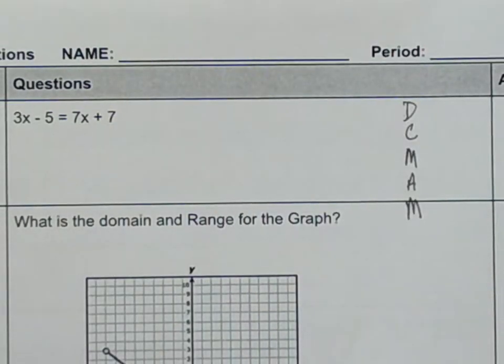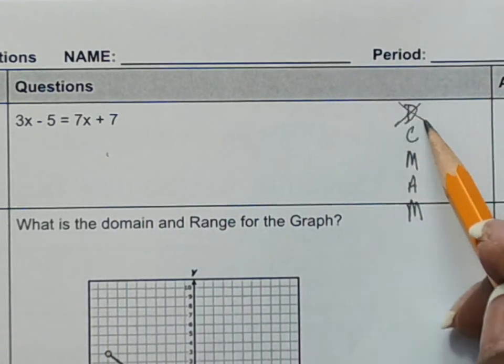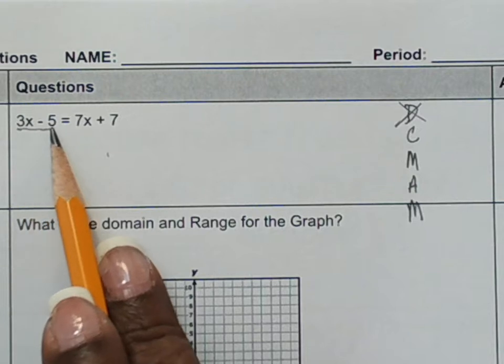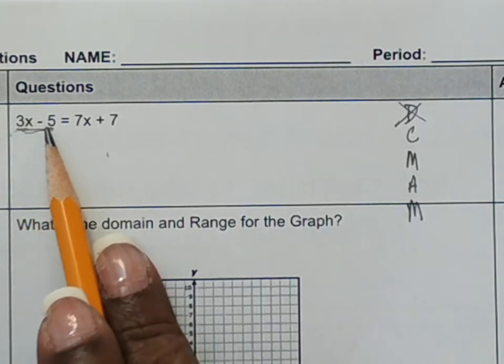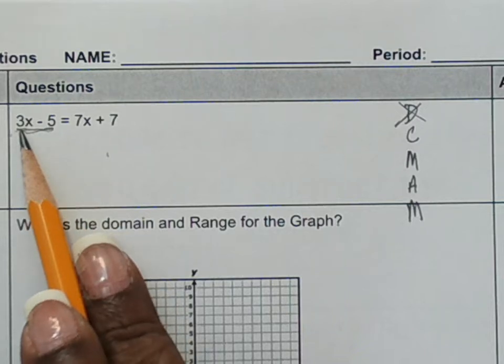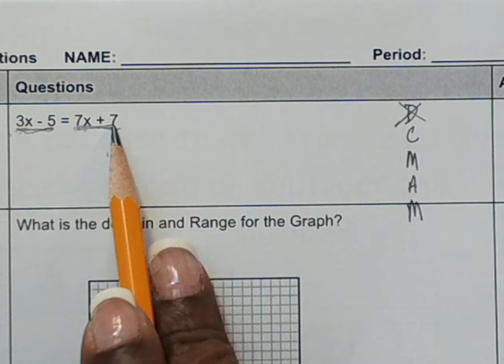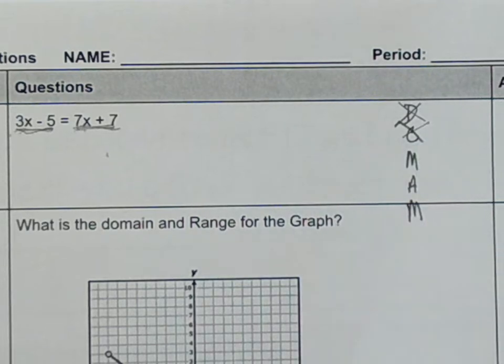I don't see any parentheses, so I don't have to do distribution. I'm wondering if I need to combine like terms, so I look over here on this side, and I notice that this 3 has an x, but the 5 does not, so they are not like terms. Same situation over here. The 7 has an x, but this 7 does not, so they are not like terms. I don't have to do any combination of like terms.